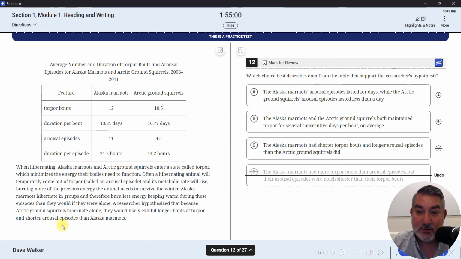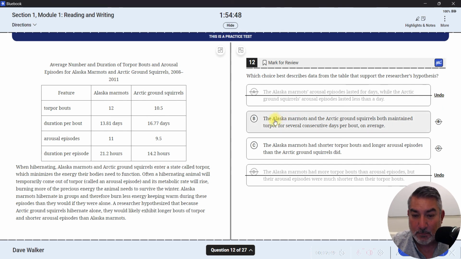Let's go back to the answer choices. A, Alaska marmots, arousal, that's good. Arousal, arousal only, nothing about torpor. Okay, nothing about torpor bouts, that's out. B, Alaska marmots, both maintain torpor, that's torpor only, right? Only torpor, that's out. Oh, we're done.